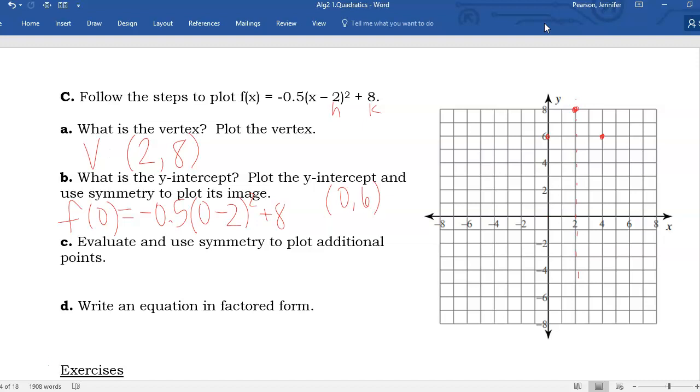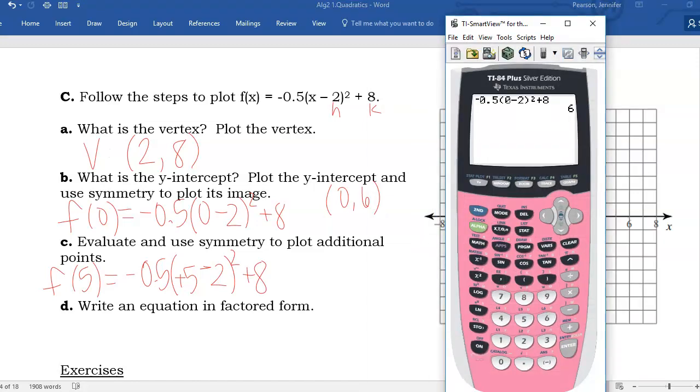Okay. Evaluate and use symmetry to plot additional points. So I could go with 5 or 6 or 7 or 8, or I could go with -1, -2, -3, -4. Let's go 5. So f of 5. We're going to plug 5 in for our x's. Oops, that was a positive. My bad. And that will give us a point plus its image.